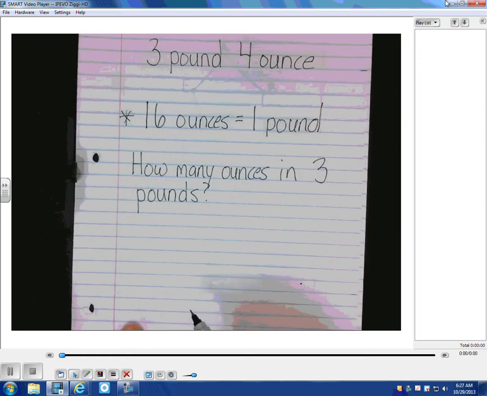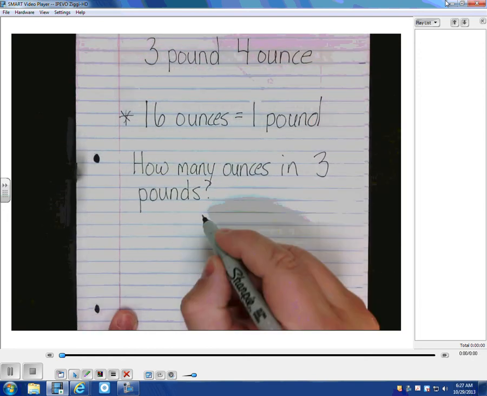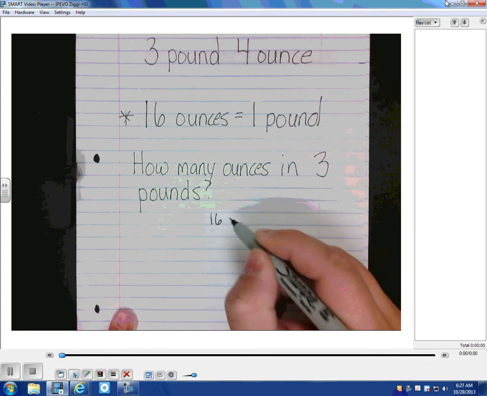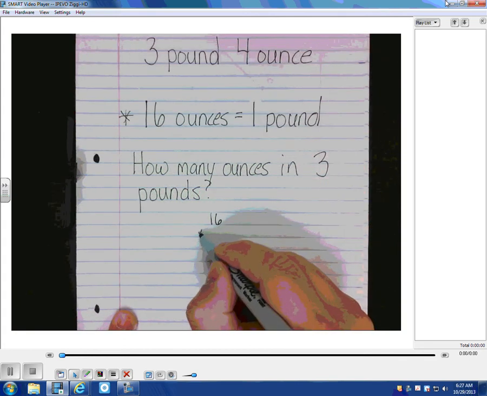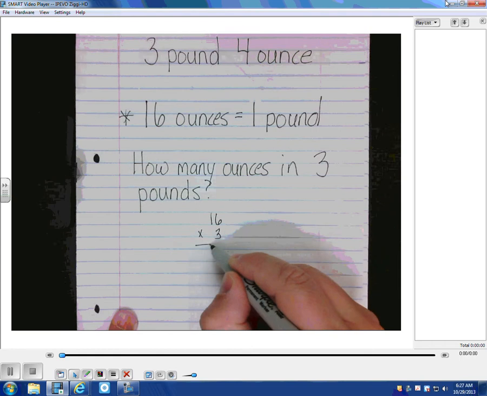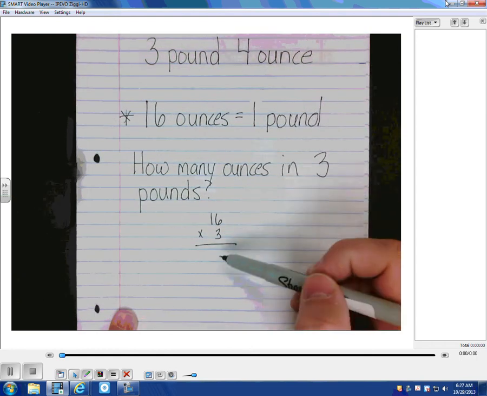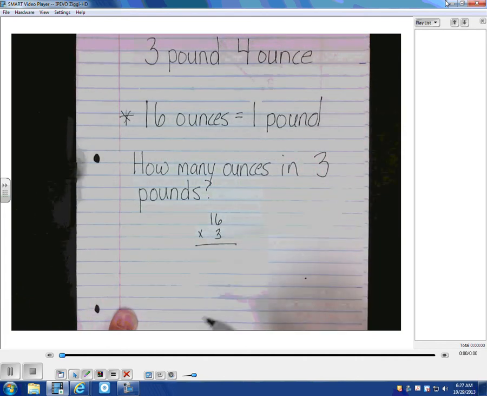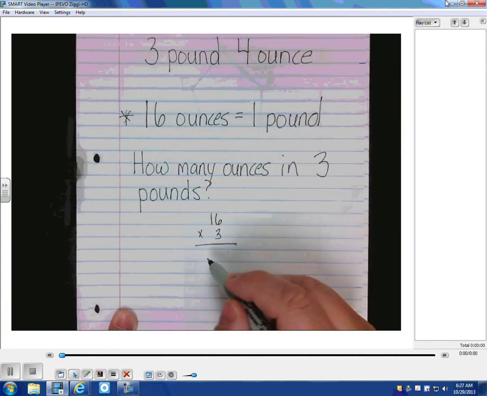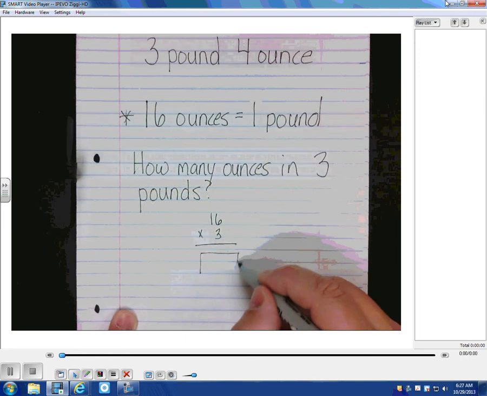Okay, so 16 ounces. We'll just help you out here. 3 pounds. So again, I know there's 16 ounces in 1, so I need to figure out how many are in 3. So I am going to multiply this. You do the multiplication. That will give you this answer.